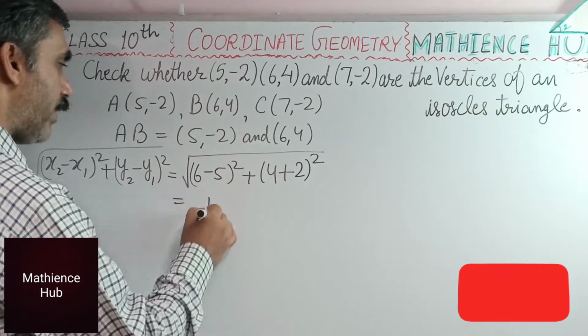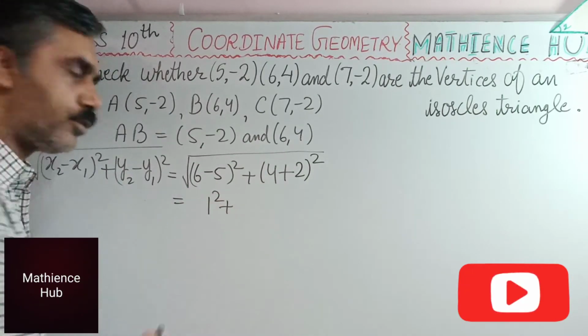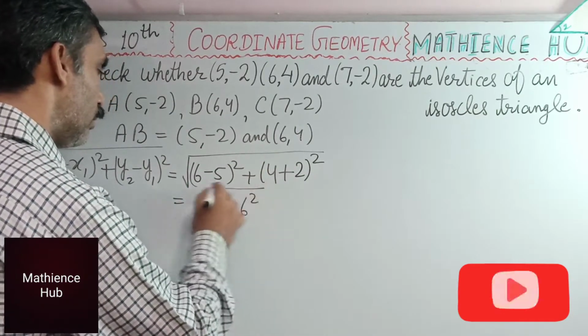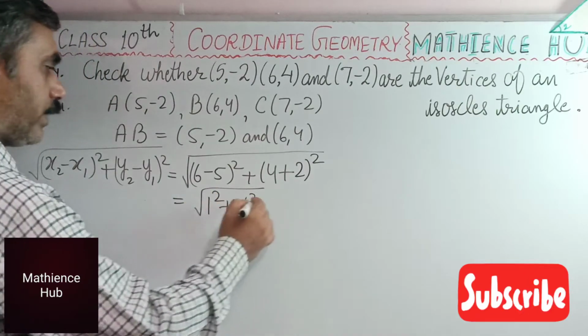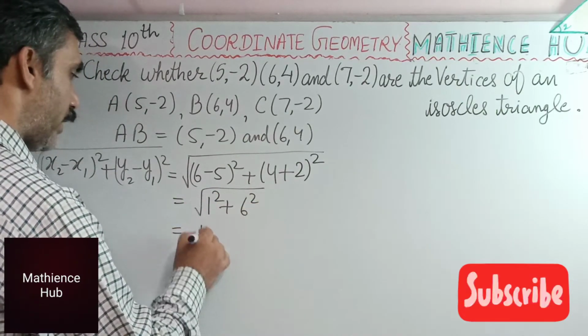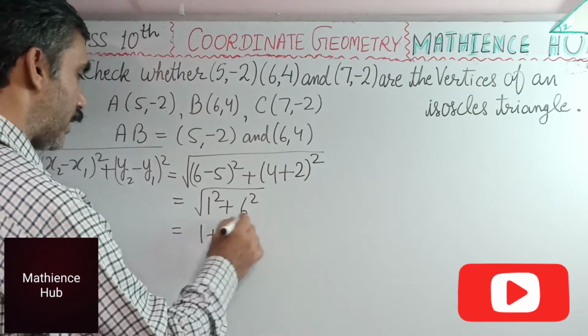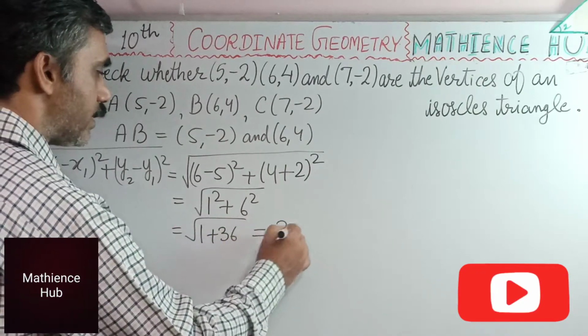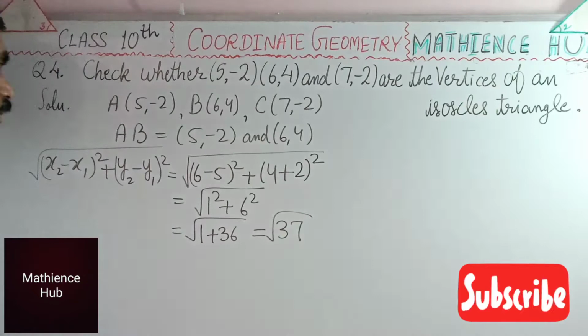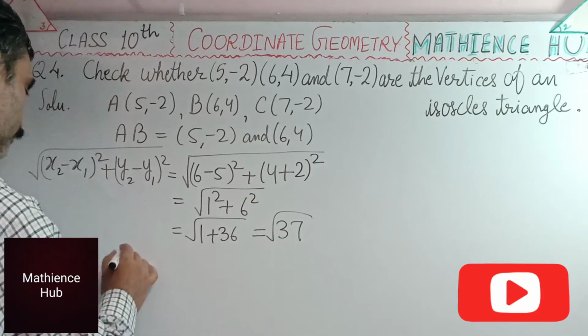6 minus 5 is 1 square, and 4 plus 2 is 6 square. So the value of 1 square is 1, and 6 square is 36. We get root 37. And again we find the distance between B and C.